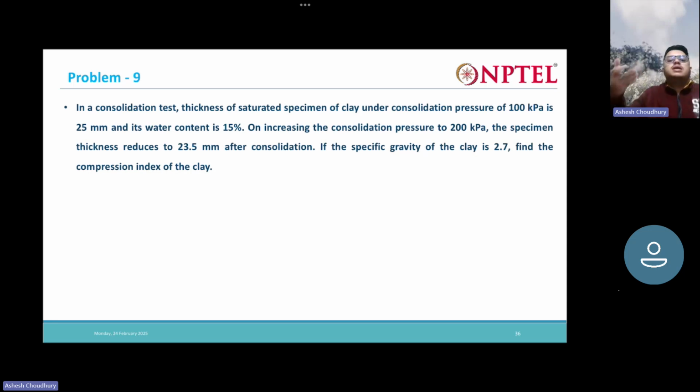On increasing the consolidation pressure to 200 kPa, so from 100 you are increasing the pressure to 200 kPa, what is going to happen? The specimen thickness is going to reduce. The specimen thickness reduces to 23.5 mm after consolidation. If the specific gravity of the clay is 2.7, find the compression index of the clay. This is the Cc we need to find out. Let us see how we can proceed. Very, very easy.